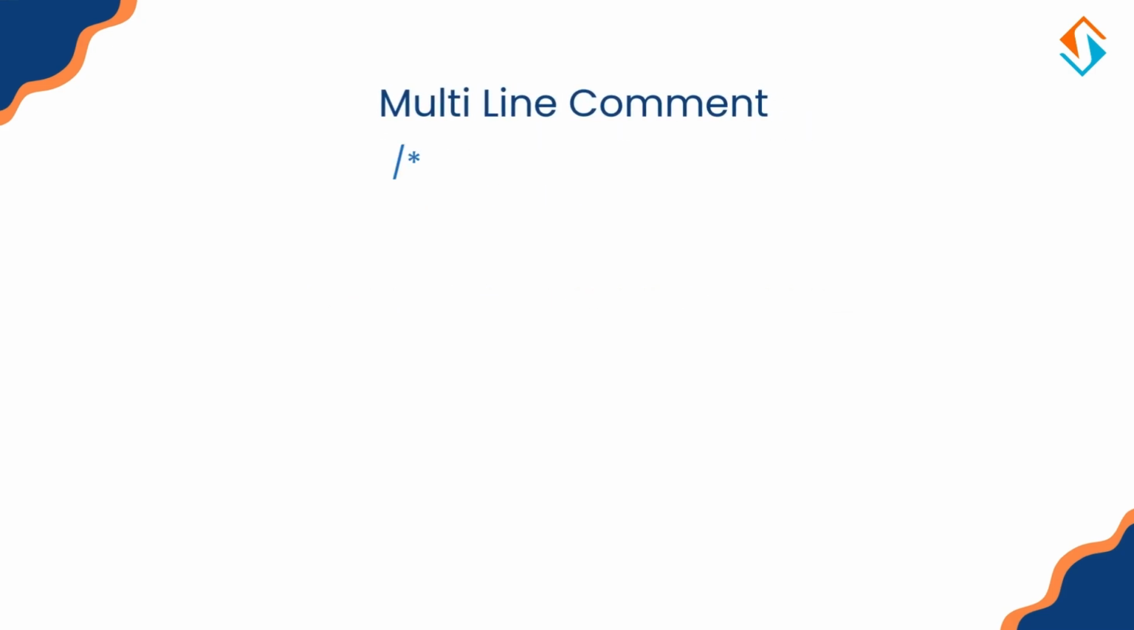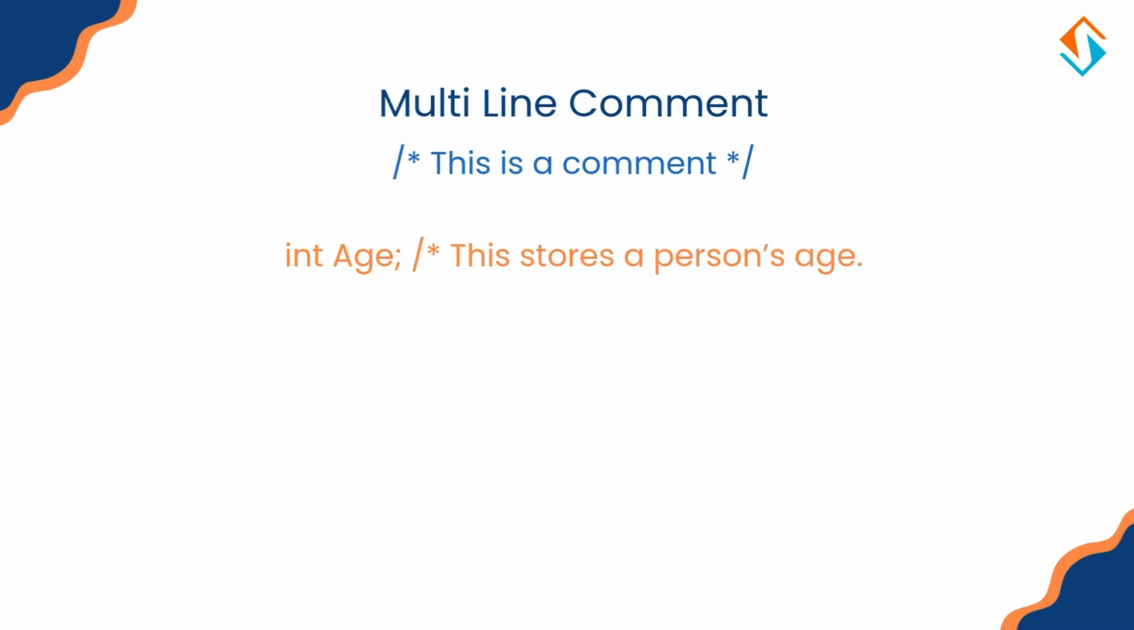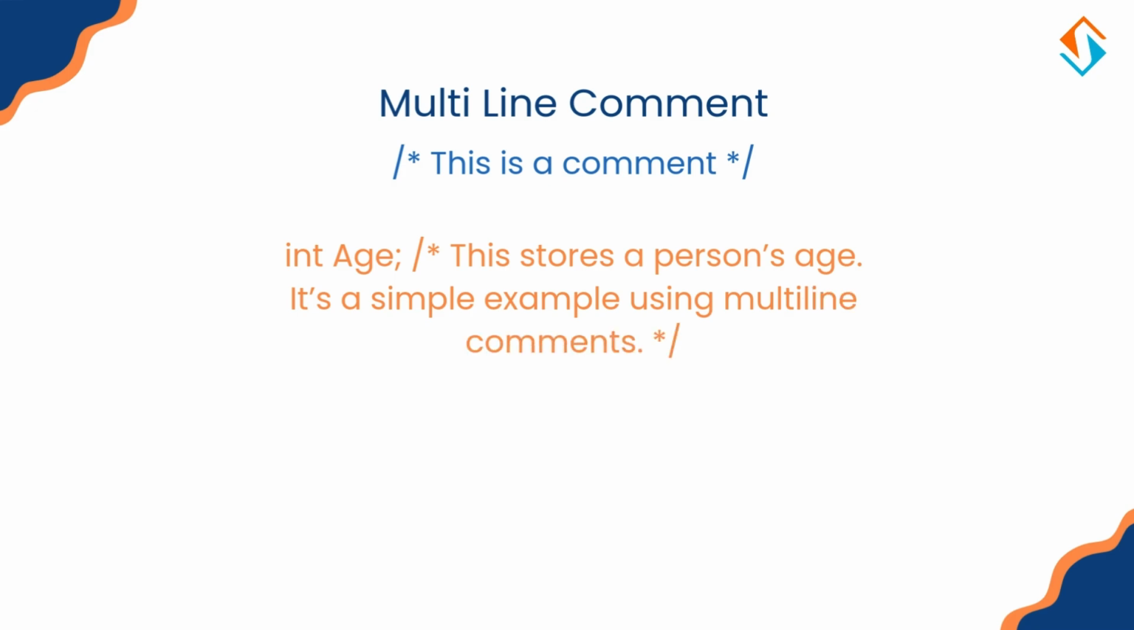Multi-line comments start with / then asterisk and end with asterisk and a /. They're perfect when you need to explain something in more detail, or when you want to temporarily disable a block of code. Multi-line comments are great for documenting sections of code, or leaving notes for complex logic. Just make sure you don't overuse them for things that could be explained in a single line.